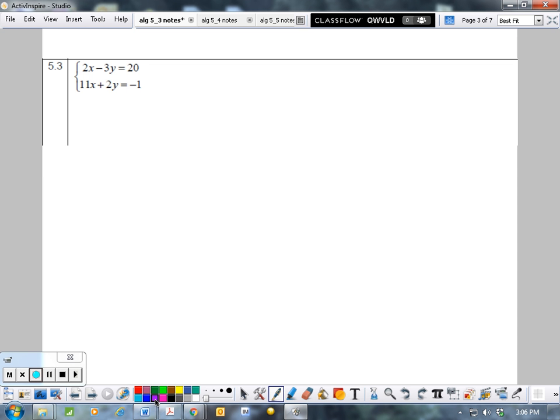Because I like smaller numbers, I'm going to go ahead and work with the y's. So I want to change the 3 and 2 into the same number of different signs. So 3 and 2, if I multiply them together, I get the number 6. So I'm going to turn them into the number 6. So I'm going to multiply my top equation by 2. And I'm going to multiply my bottom equation by 3. So when I multiply by 2, 2 times 2x is 4x. 2 times minus 3y is minus 6y. And 2 times 20 is 40.